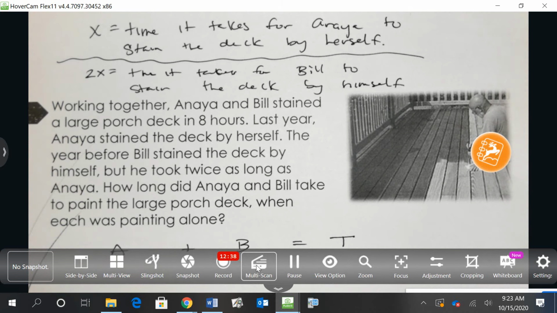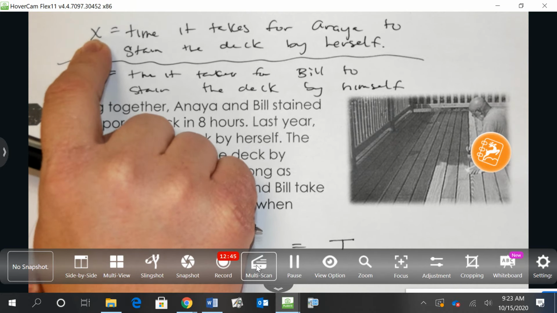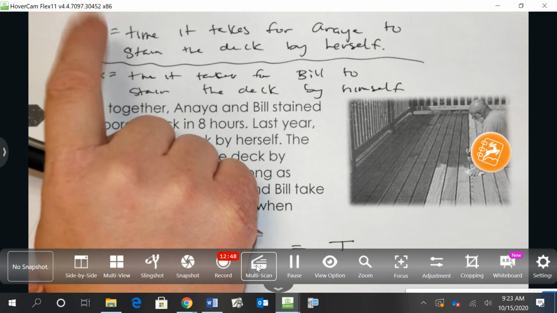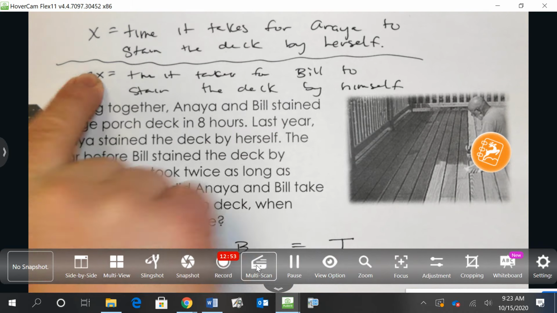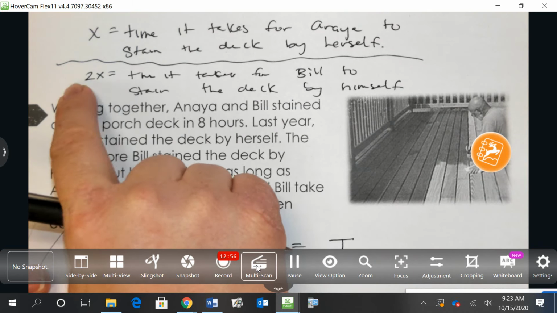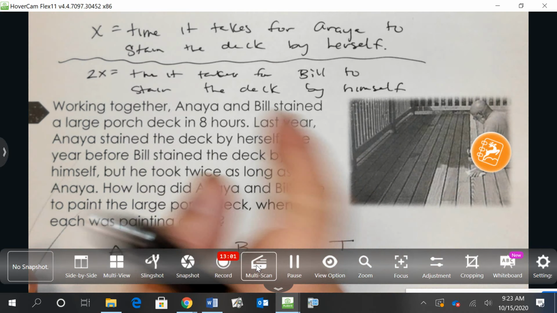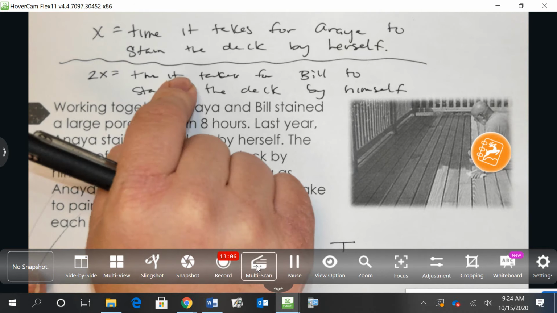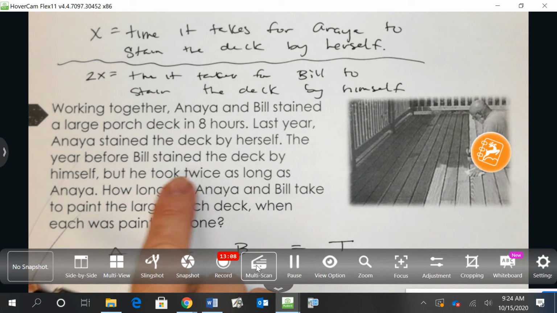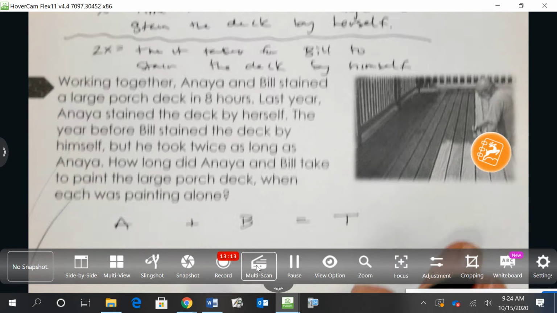Now let's make sure that this does make sense. I'm going to use a number like 20. So 20 is going to be substituting for x. If 20 minutes is the time it takes for Anaya to stain the deck by herself, and then I substitute that same 20 in for x here, 20 times 2 is 40. That makes sense. 20 minutes for Anaya, 40 minutes for Bill. Or if we did hours, if it's 3 hours for Anaya, it's 3 times 2, it's 6 hours for Bill. So it's twice as long for Bill, he took twice as long as Anaya. Okay, good. So I feel comfortable with that.